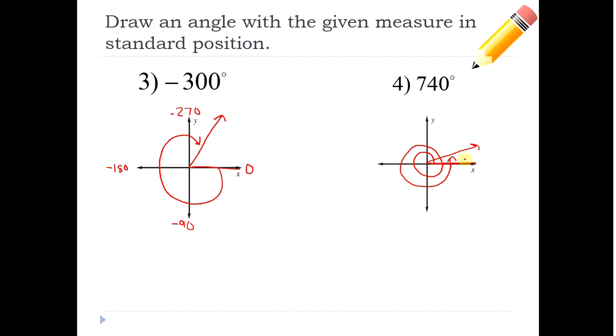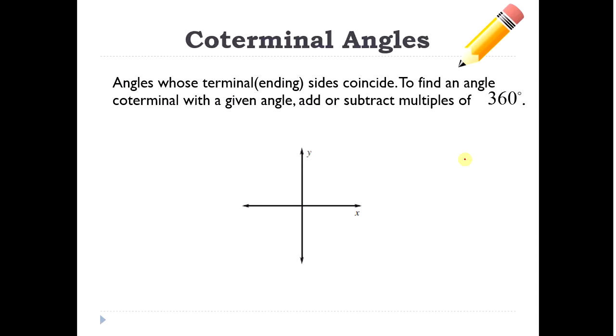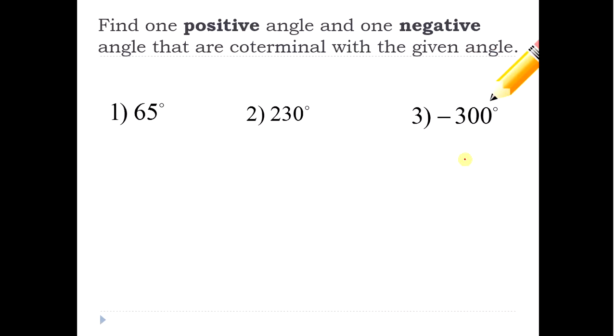Now, notice how 740 has the same angle as 20 degrees, same terminal side, right? Well, coterminal angles is what that means. Angles whose terminal ending sides coincide, aka they're the same. To find these, basically all you have to do is add or subtract multiples of 360. It's really super simple.